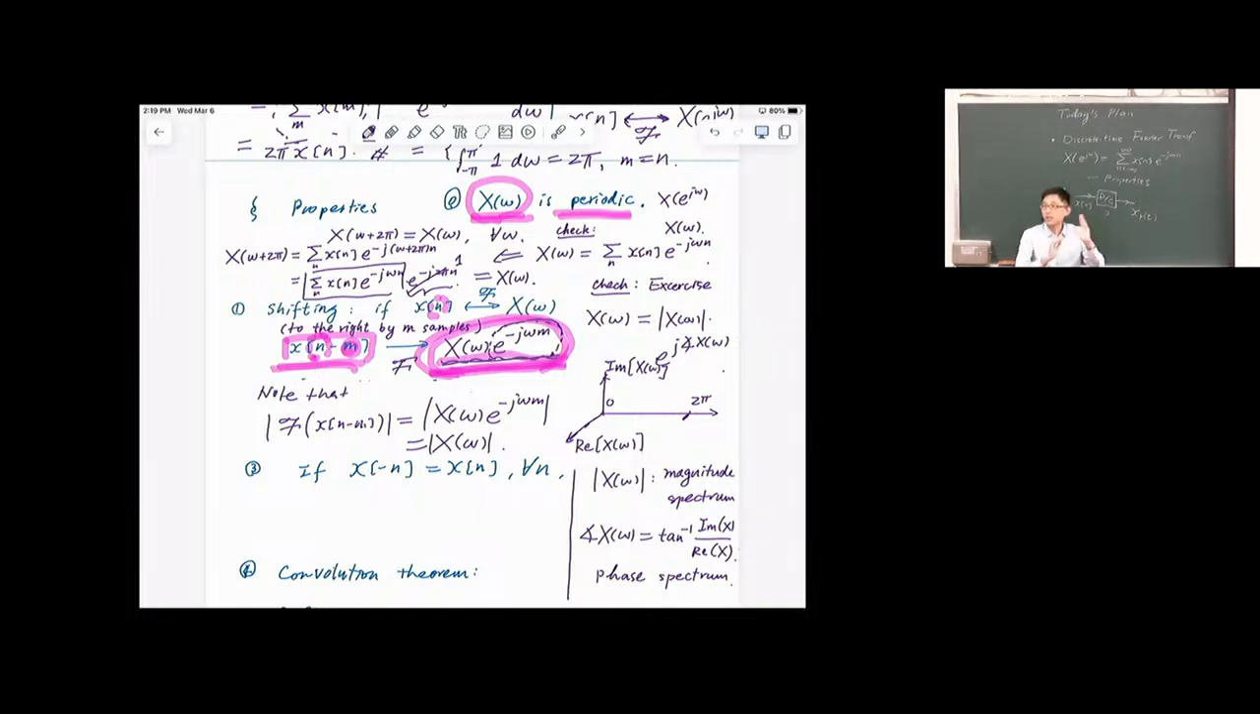So this is a kind of check when we contemplate the result of the shift theorem: it introduces a linear phase shift, the magnitude spectrum doesn't change, and that makes a lot of sense. Let's take a 10-minute break before we talk about what if x is real. Now take a break.